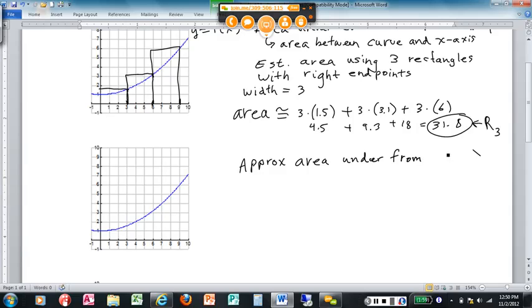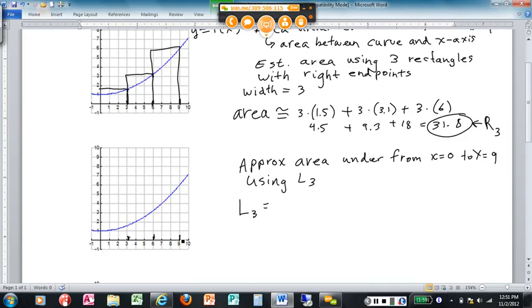Using L3. What do you think L3 means? Well, L3 would be 3 rectangles, but left-hand endpoints. And so I'm still going to divide it up into 3 rectangles, so I'm still going to break it up into what we call sub-intervals. The interval is 0 to 9. Sub-intervals, then we're going to go by 3s here, 3, 6, 9.